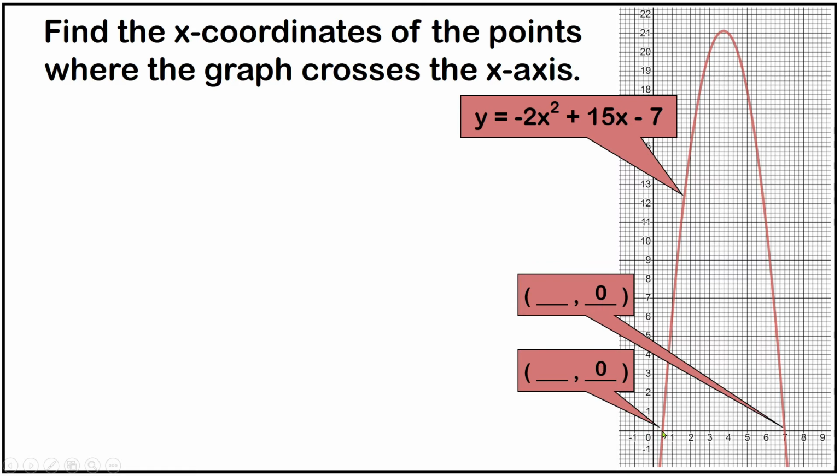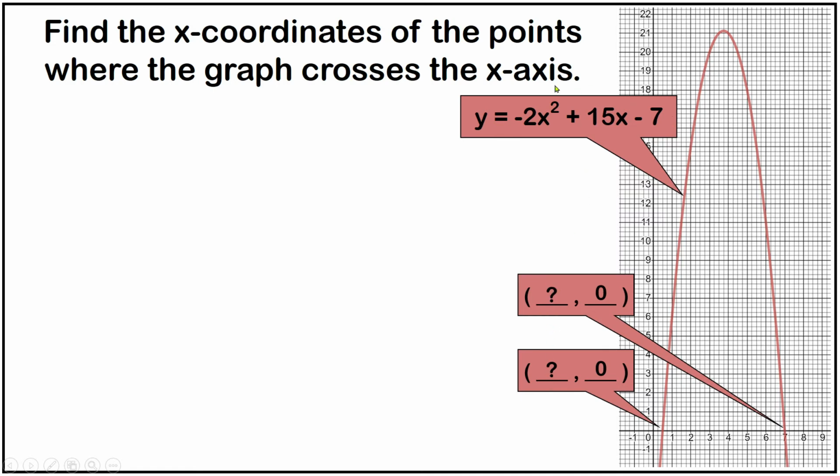So to get to this point, I have to go over some amount and up 0. To get to this point, I have to go over some amount and up 0. So just to estimate right off the bat, this looks like it's around a half. It's right in the middle between 0 and 1. And this looks like it's around 7. Those are the x-intercepts. But I want to find out for sure, what are those x values?